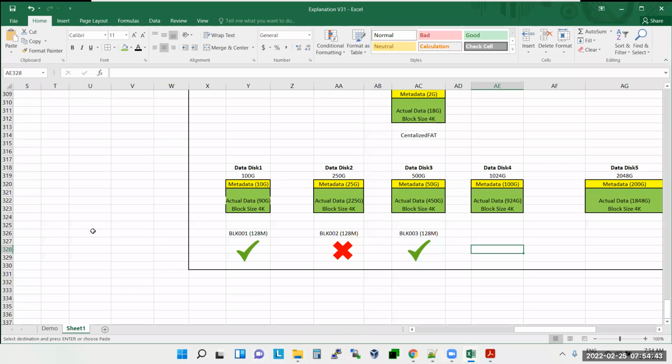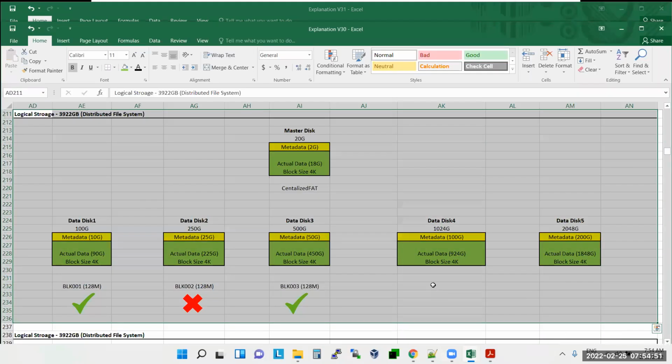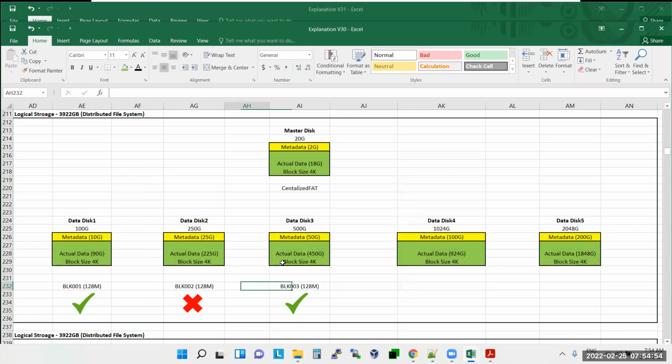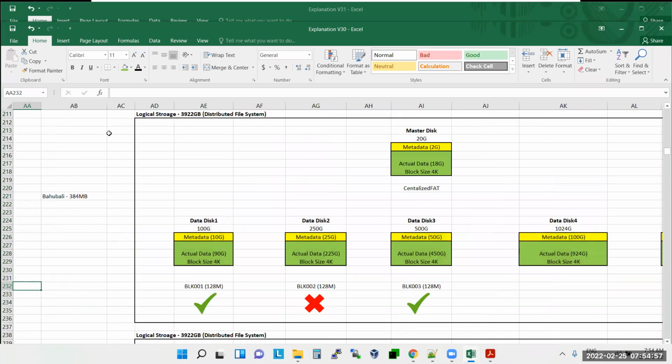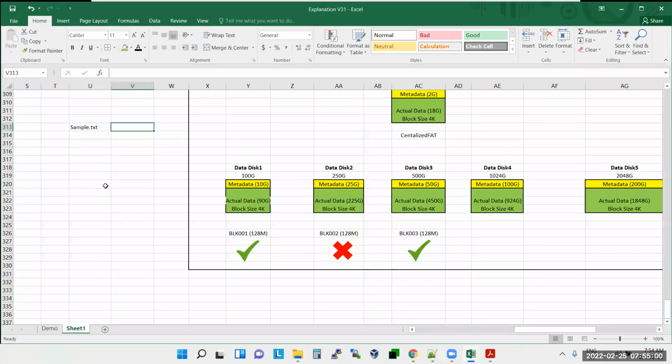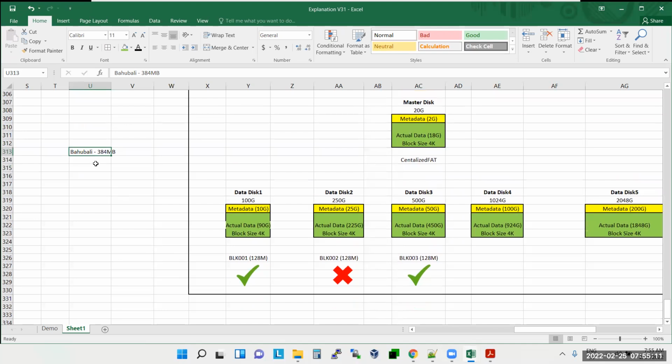Now I'm writing a file, sample1.txt. Let us take this movie, Bahubali movie, whose size is 384 MB. When you store this file into this logical storage, what will happen? This will be divided into 3 pieces: piece 1, piece 2, piece 3. What is the size of each piece? 128 MB.